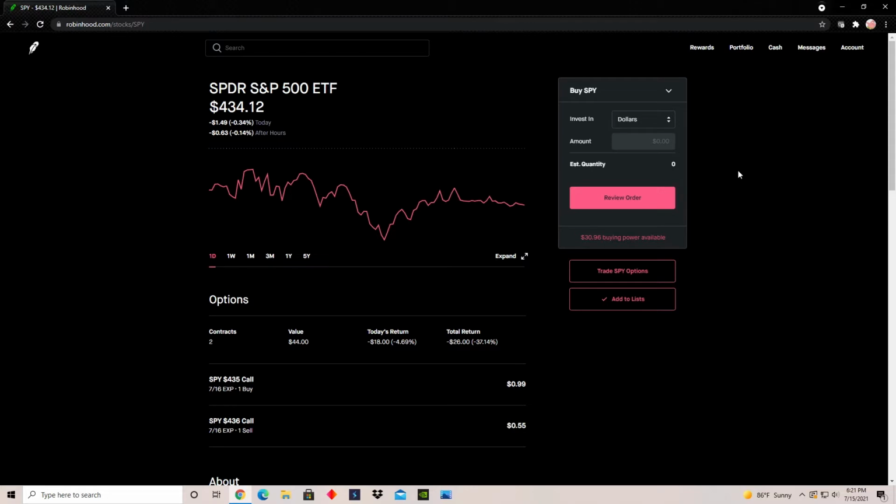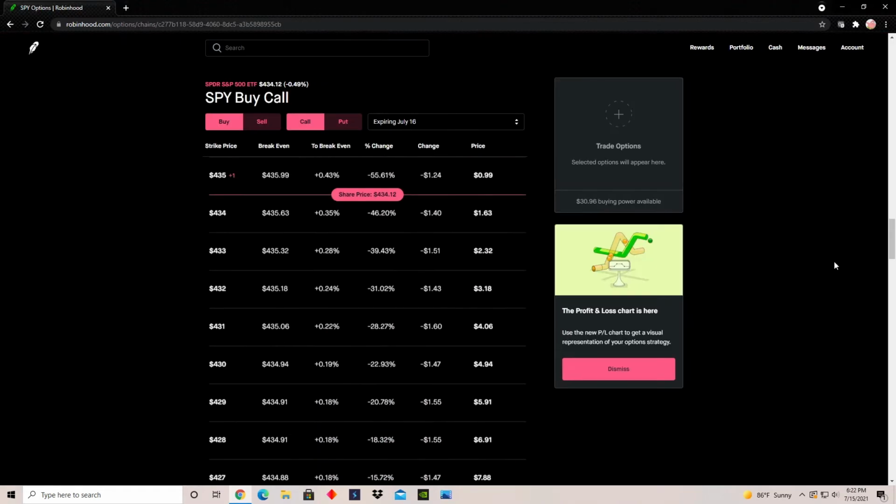If you want to try and trade options on Robinhood, basically what you have to do is go to any stock or ETF that Robinhood has. Some stocks aren't going to have options available, but most of them are. For this particular example, I'm going to be using the S&P 500 ETF, ticker symbol SPY. You just click on the stock, and there's going to be a tab right here that says Trade SPY Options. You're going to click on that.